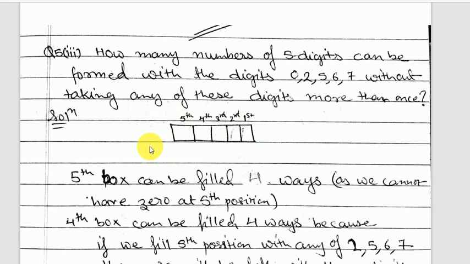Let us start filling from left to right. As we need a 5-digit number, obviously at the fifth position we cannot have 0. So right now I've got these digits 0, 2, 5, 6, 7. But out of these I can take only 2, 5, 6, 7. I cannot consider 0. So for this fifth position, I have got only 4 options: 2, 5, 6, 7.